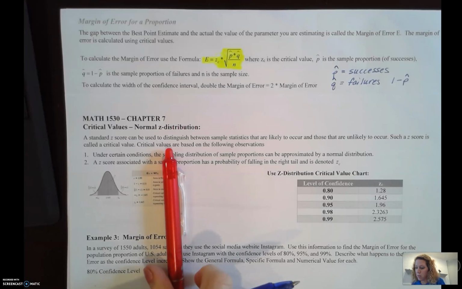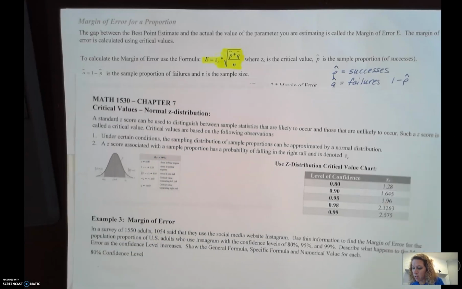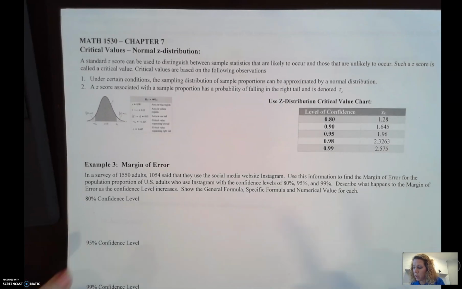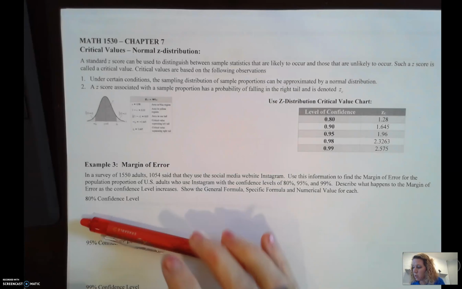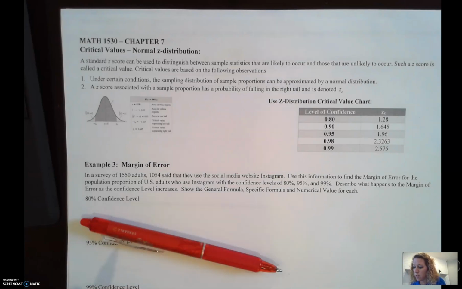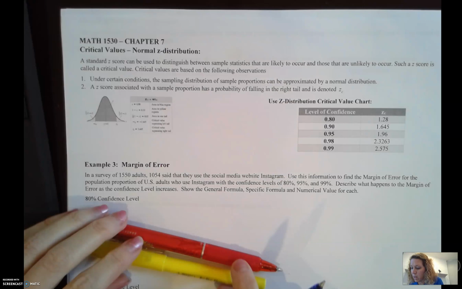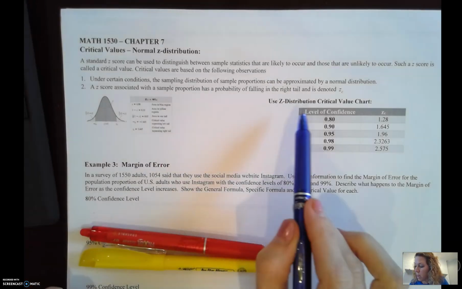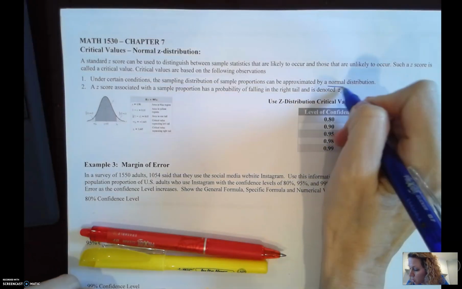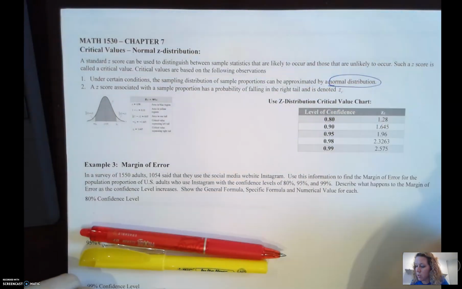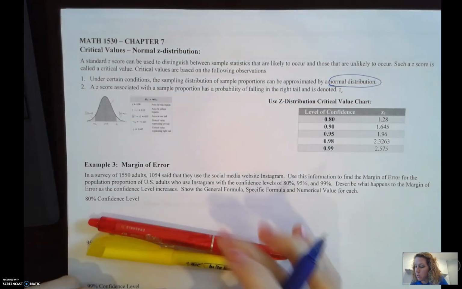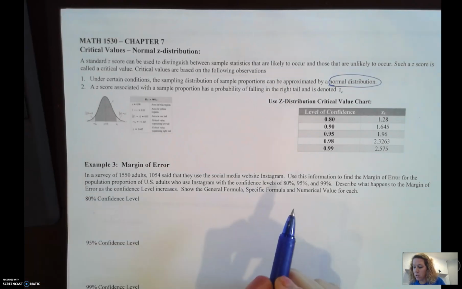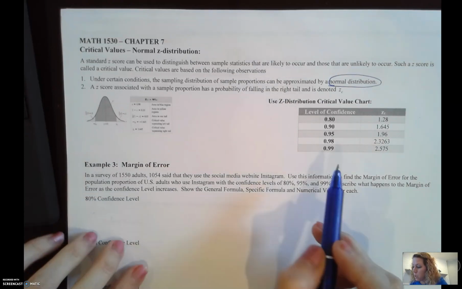Let's look at the critical values. To get a critical value, remember the z-scores from our previous chapter, there are z-scores that are likely to occur and those that are unlikely to occur. Such a z-score is called a critical value. They're based on the following observations. The sampling distribution of the sample proportions is approximated by the normal distribution. Remember, with the normal distribution, we use the z-scores. So a z-score associated with a sample proportion has a probability of falling in the right tail, which is denoted z sub c.